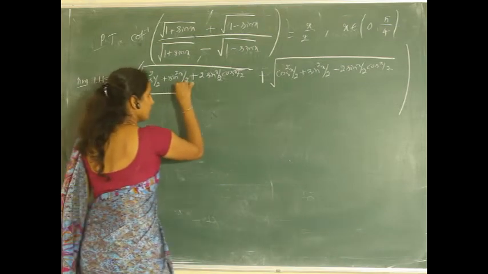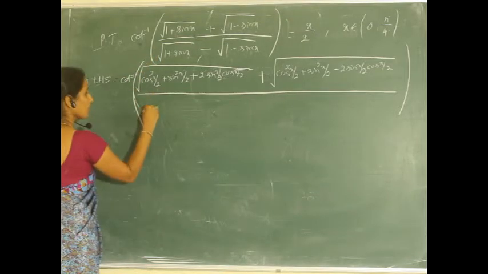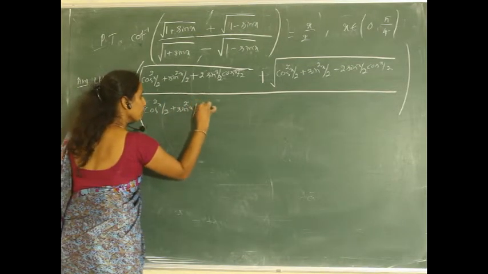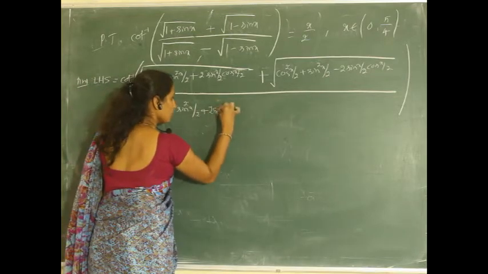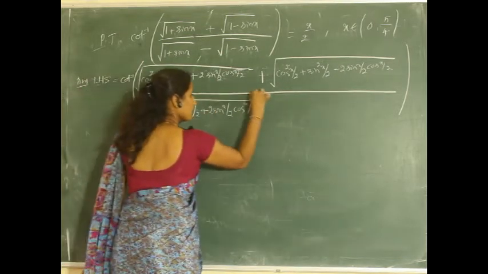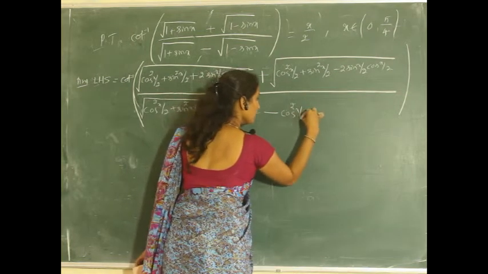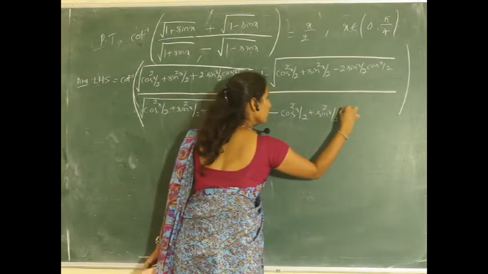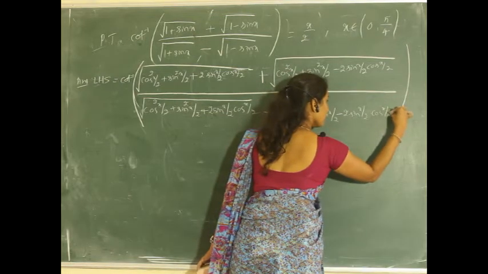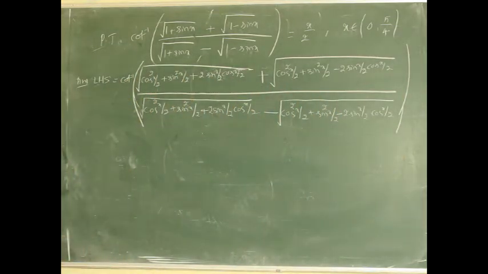Whole divided by again the same terms: square root of cos square x by 2 plus sin square x by 2 plus 2 sin x by 2 cos x by 2, that is inside the square root, minus the square root of cos square x by 2 plus sin square x by 2 minus 2 sin x by 2 cos x by 2. I think you have understood this.